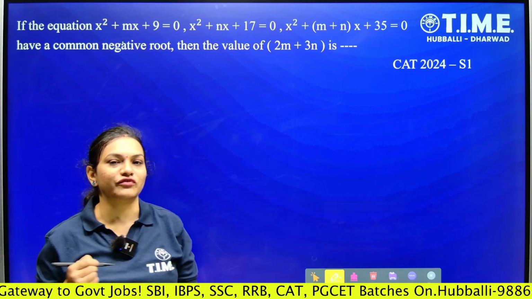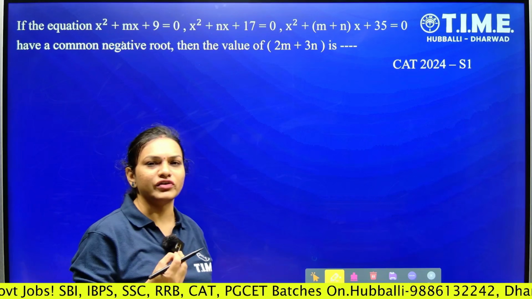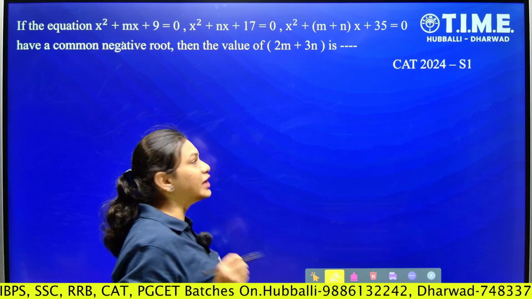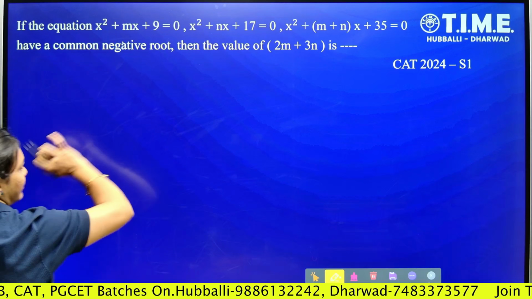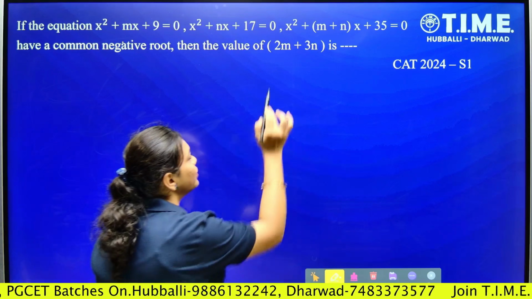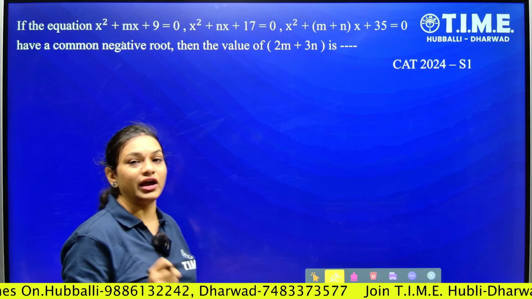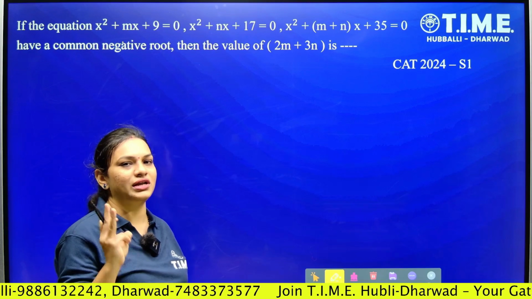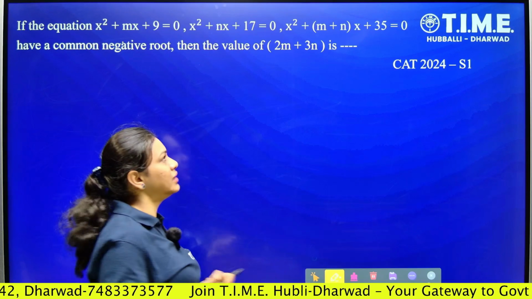Let's simplify this one question which is related to the quadratic equation. In the given question, if you analyze, three quadratic equations are given. The condition says it has a common negative root, then we have to find the value of 2m plus 3n. Since the question is to find the 2m plus 3n value, we require the values of m and n individually. Then we substitute, and we will get the answer here, right?